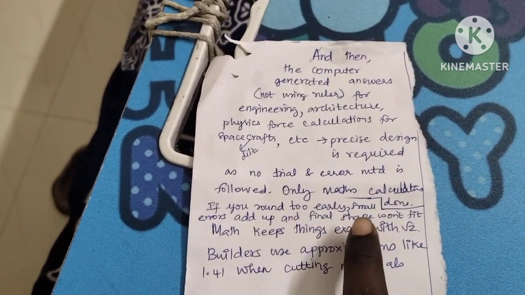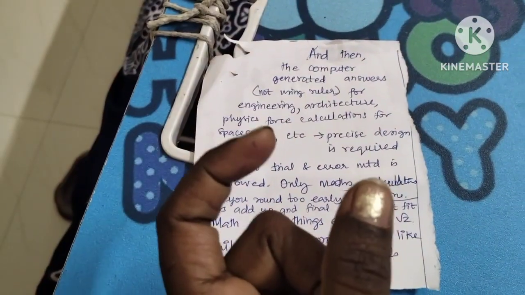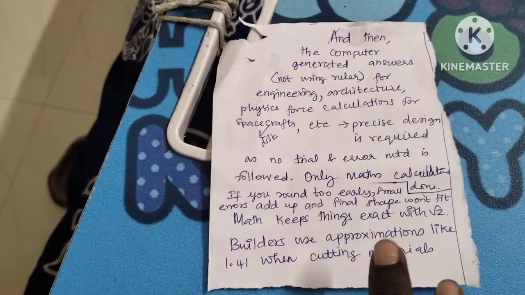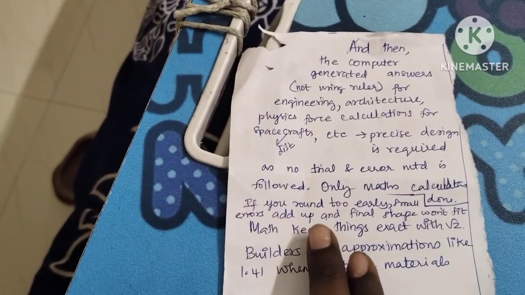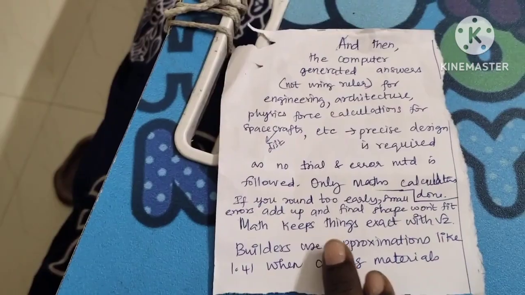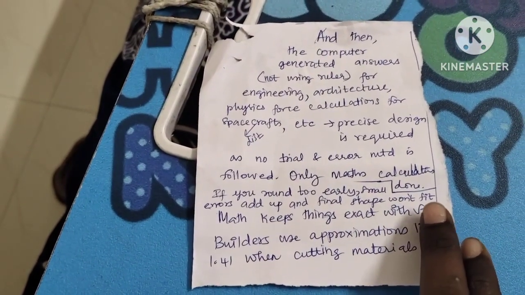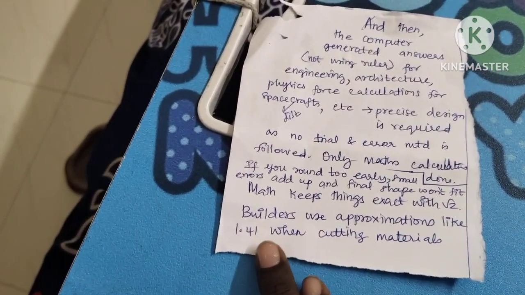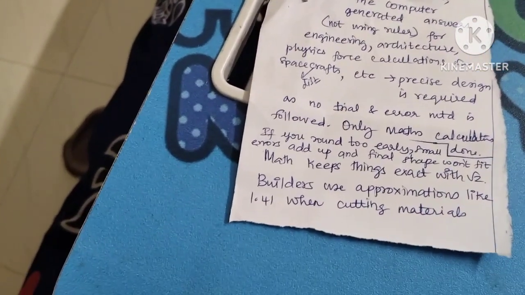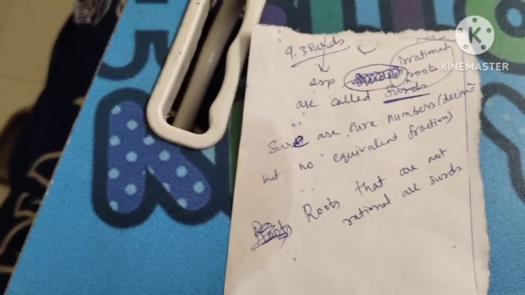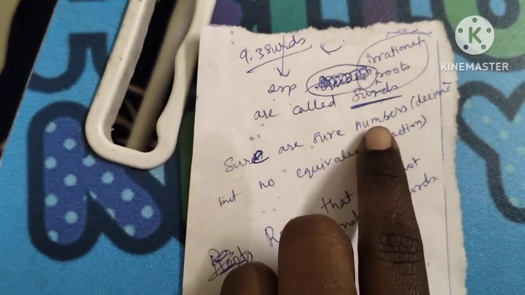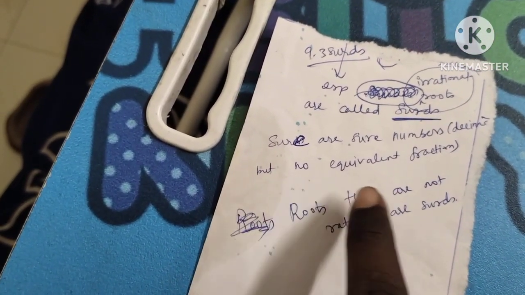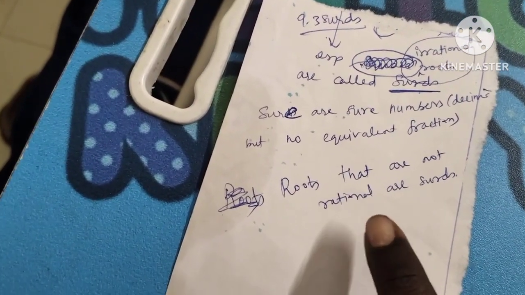If you round too early using the ruler method, in the sense that you cut down to 6 digits where the real answer requirement is 17 digits, small errors add up and the final shape won't fit, so math keeps things exact with square roots, or roots basically. Builders use approximations like 1.41 when cutting materials or for miscellaneous works. So surds are basically irrational roots, and surds are sure numbers, but their decimal equivalent is not found as a fraction. So roots that are not rational are called surds.